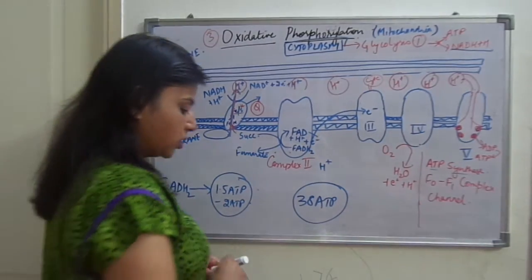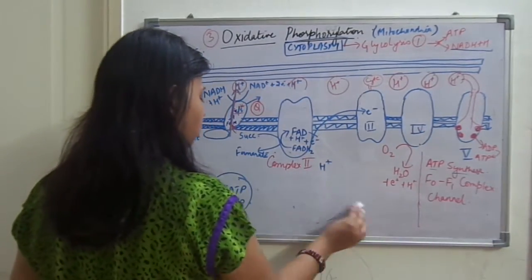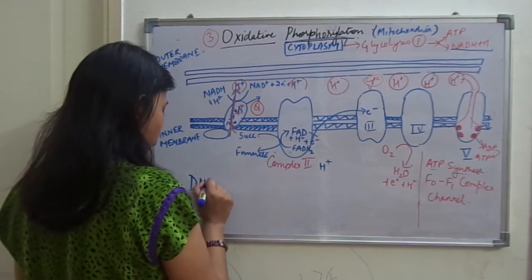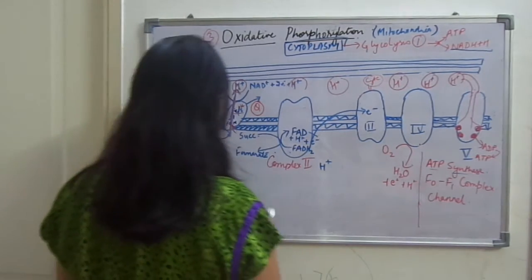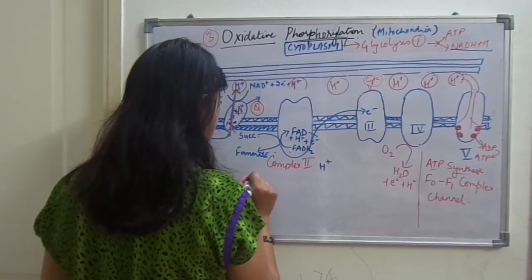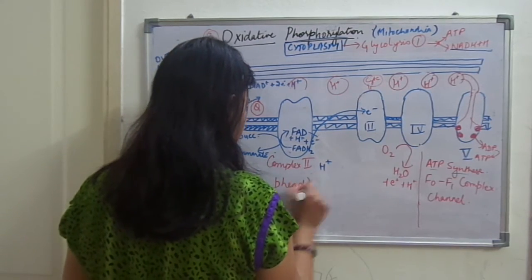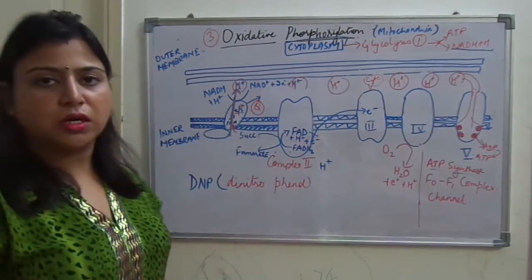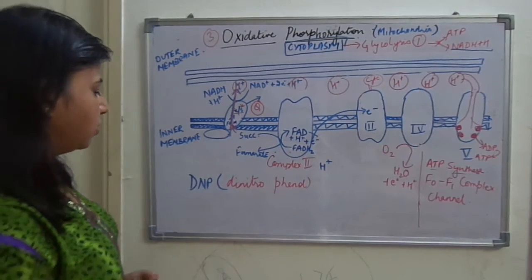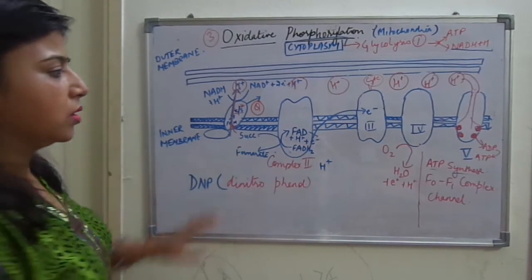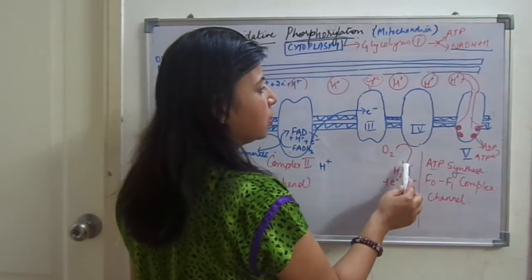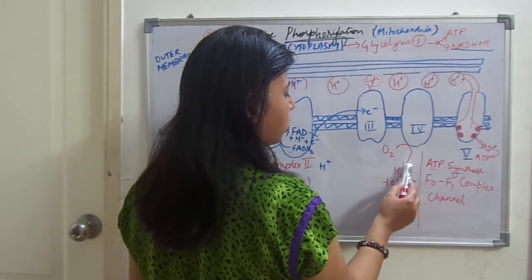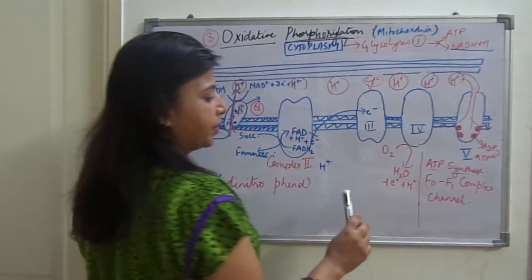Now a question is generally asked about DNP, dinitrophenol. Dinitrophenol is an uncoupler, DNP molecule, which is also known as dinitrophenol. See, if you notice, these entire events are occurring in the inner mitochondrial membrane. So what is happening in all these events? This oxygen utilization is coupled with the production of ATP. When oxygen converts into water molecule, then more oxygen is required, right?